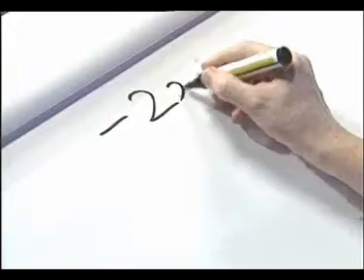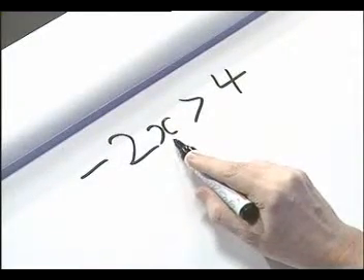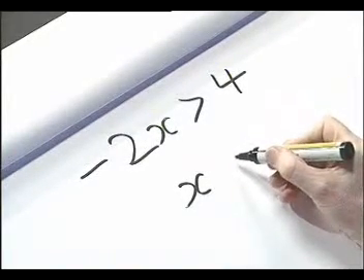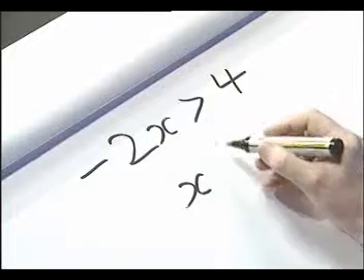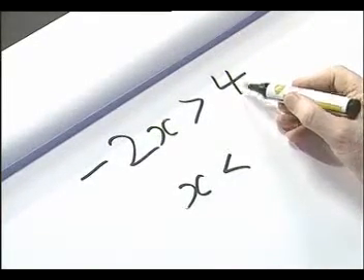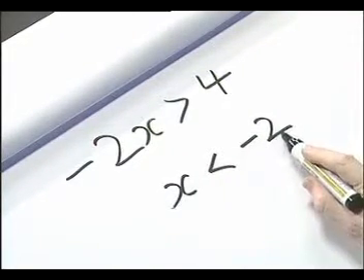Now I'd like to look at the inequality minus 2x is greater than 4. In order to solve this inequality, we're going to have to divide both sides by minus 2. So we get minus 2x divided by minus 2 is x. And I've got to remember, because I'm dividing by a negative number, to reverse the inequality. And 4 divided by minus 2 is minus 2. So I get x is less than minus 2.